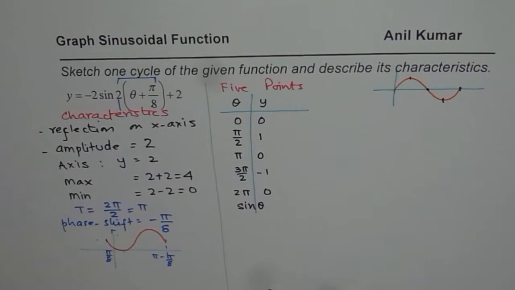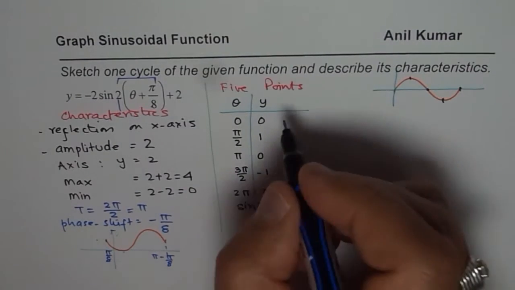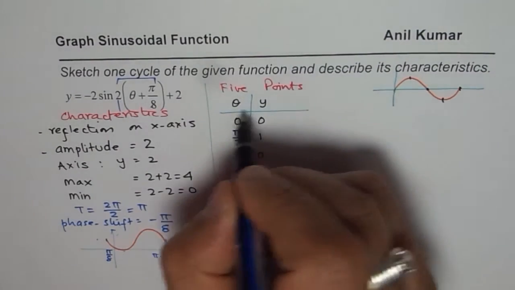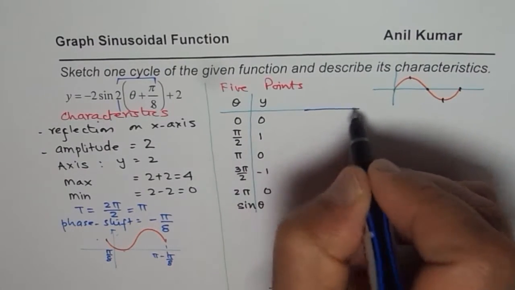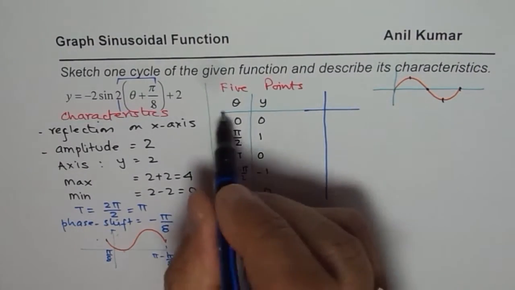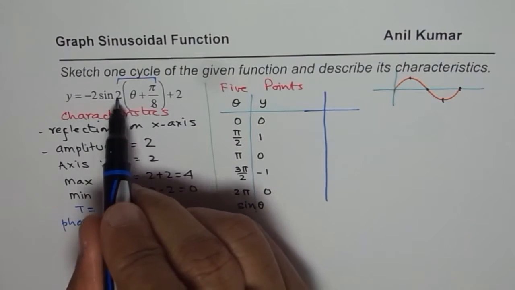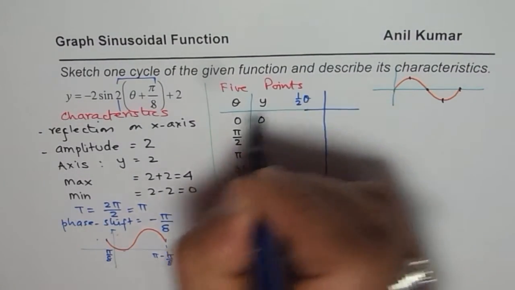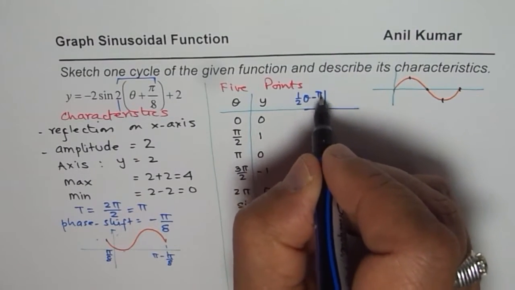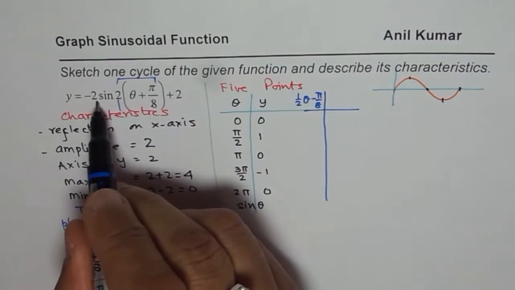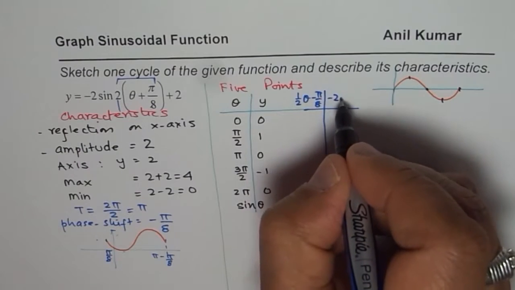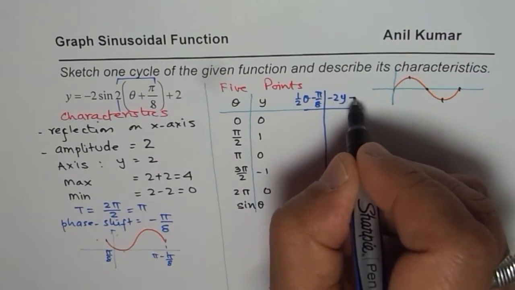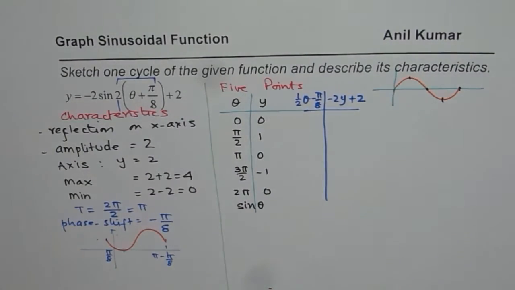Once you transform, these points will change. For us, the transformation is that the theta value becomes half of the original value. So we have half of theta here, and then we have to take away pi by 8. As far as the y value is concerned, we have to multiply it by minus 2 and add 2. So those are the new points. These are the transformed points for the function.